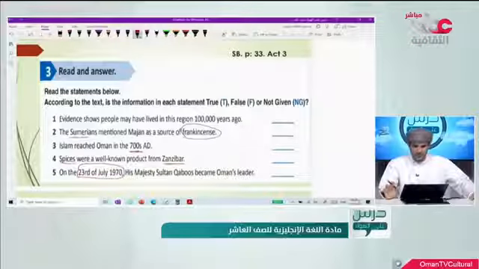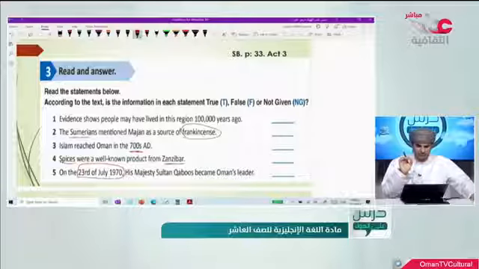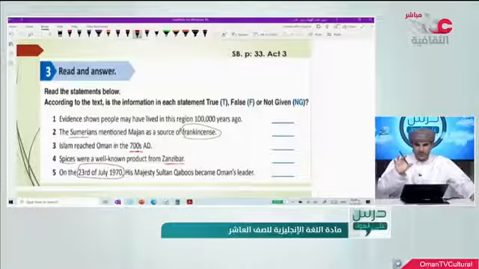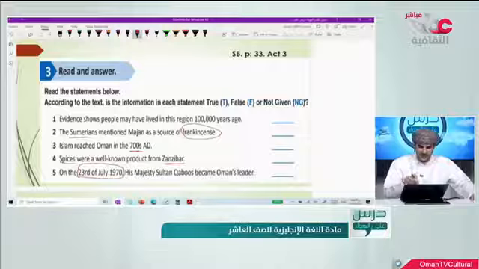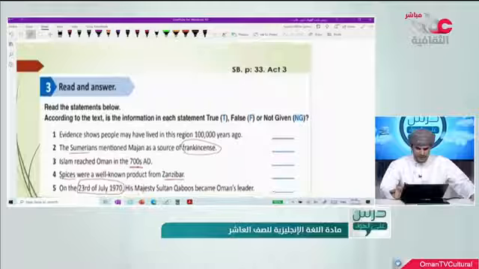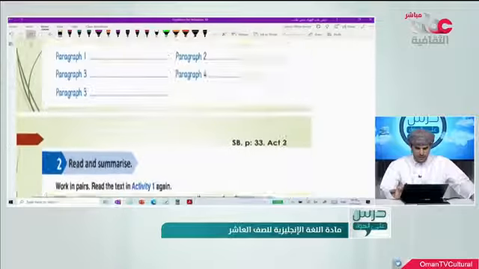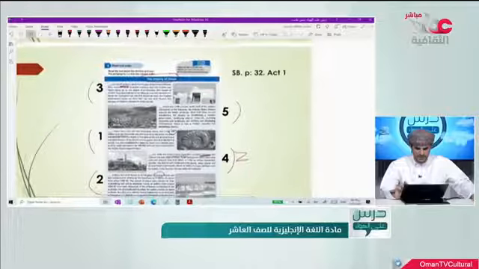With true and false, guys, be careful. We are restricted to the text. So whatever is in the text, if you have information about it more than the text, don't say, just stick to the text. Don't take that information as evidence in your answer. Okay? So let's see your answers. Let's give you a time, 30 seconds to check out your answers. Evidence shows people may have lived in this region 100,000 years ago. Is it true, false? Go back to the text and find out.